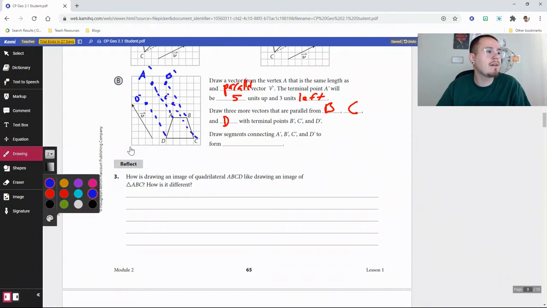So now that you have all those, you draw the line segments. You connect them to form the quadrilateral.